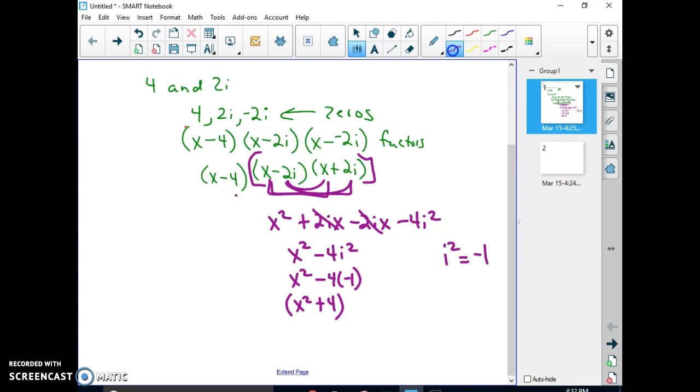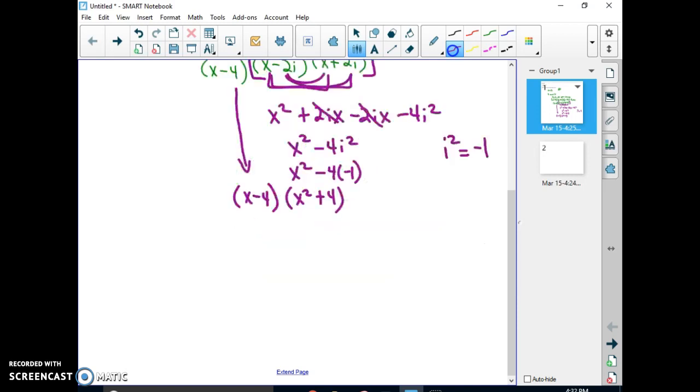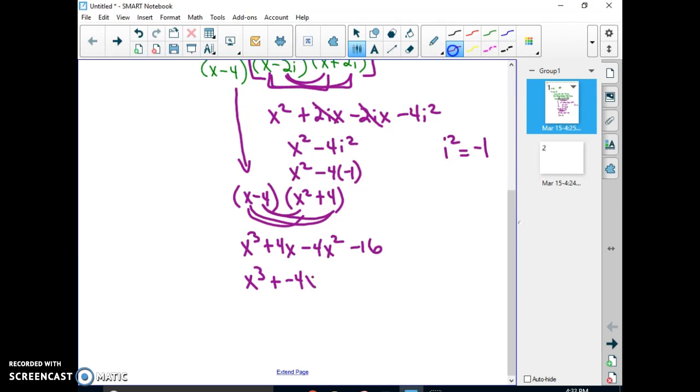Then I'm going to bring down this factor, x minus 4, and multiply this out. So x times x squared is x cubed. x times 4 is 4x. Negative 4 times x squared is negative 4x squared. And negative 4 times positive 4 is negative 16. Rewriting this in descending order, I would have x cubed plus negative 4x squared, you could do minus 4x squared here, plus 4x minus 16. That is my polynomial function.